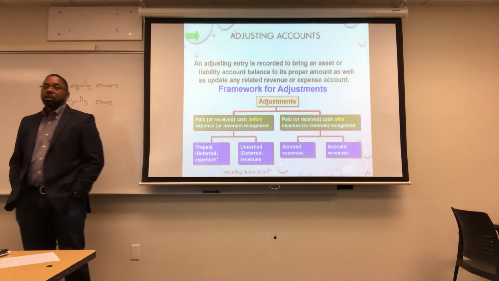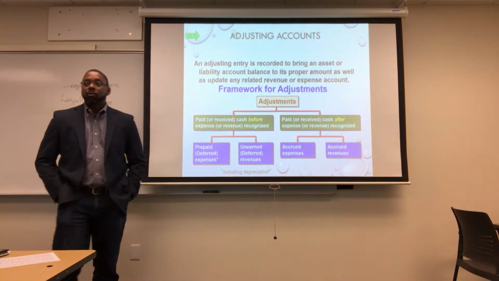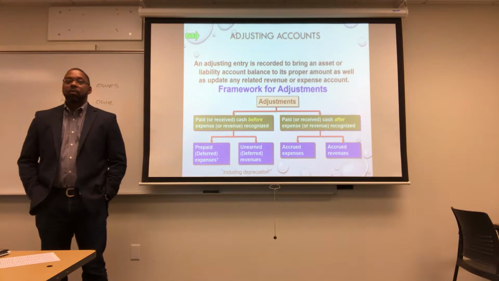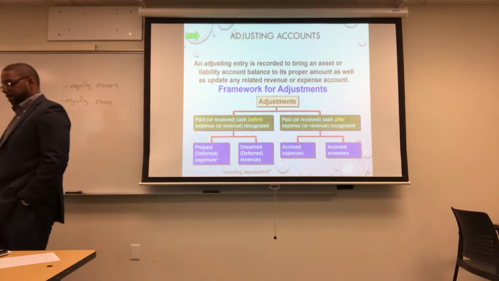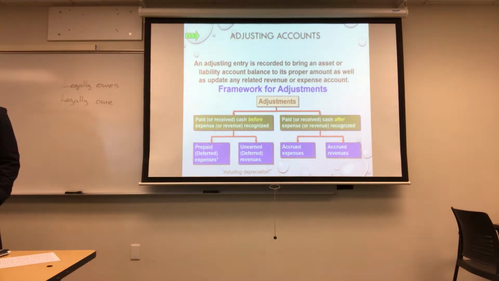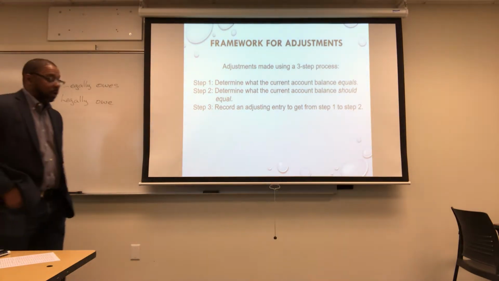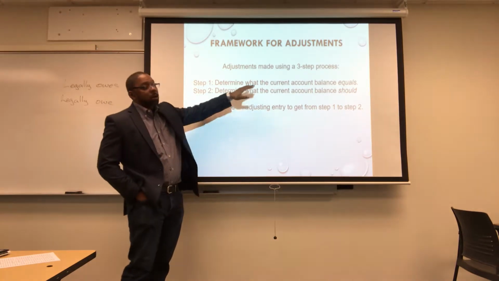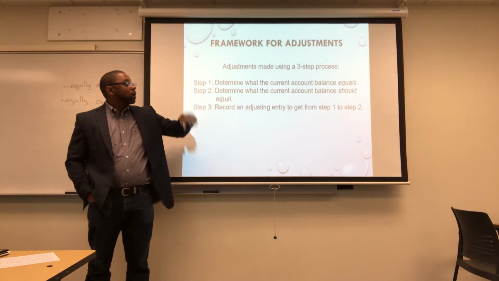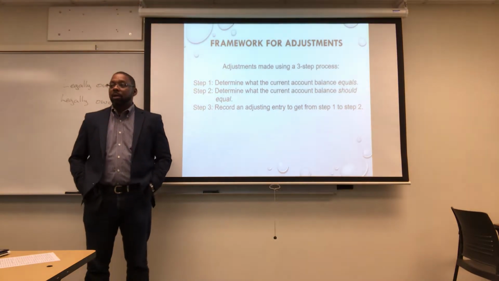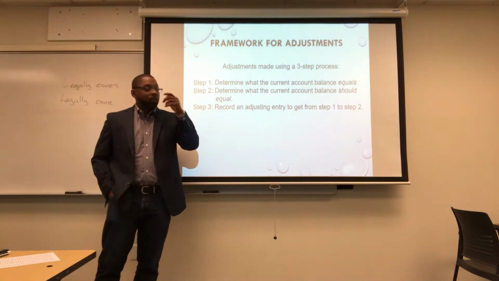So next slide I'm going to show you is a framework for these adjustments, right? And it's just a mindset or a process in which to complete adjustment entries, right? That framework basically works in these 3 steps. First, determine the current account balance. Second, determine what you want that account balance to be. And then third, record an adjusting entry to get from step 1 to step 2.